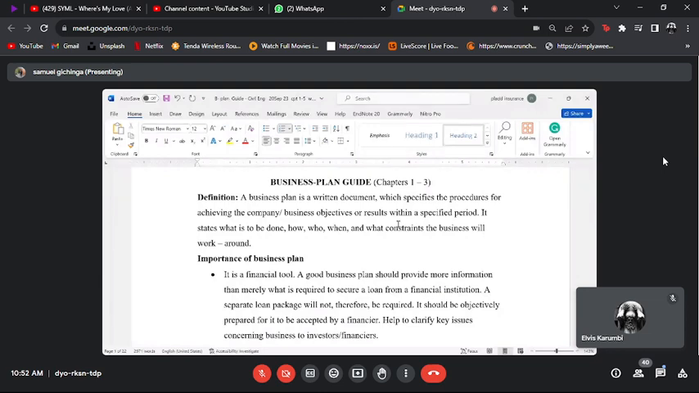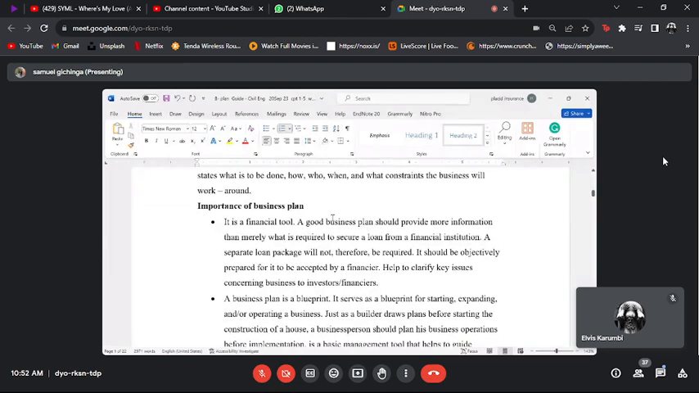So this time we are doing a business plan, which is a written document, and it specifies the procedures for achieving your objective in terms of profits, in terms of expansion, in terms of when to harvest your business. And it also tells you who will do what, when, how, and probably the resources around. If the resources are constrained, it will let us know if you have less than what you require. That's why we will have it around.